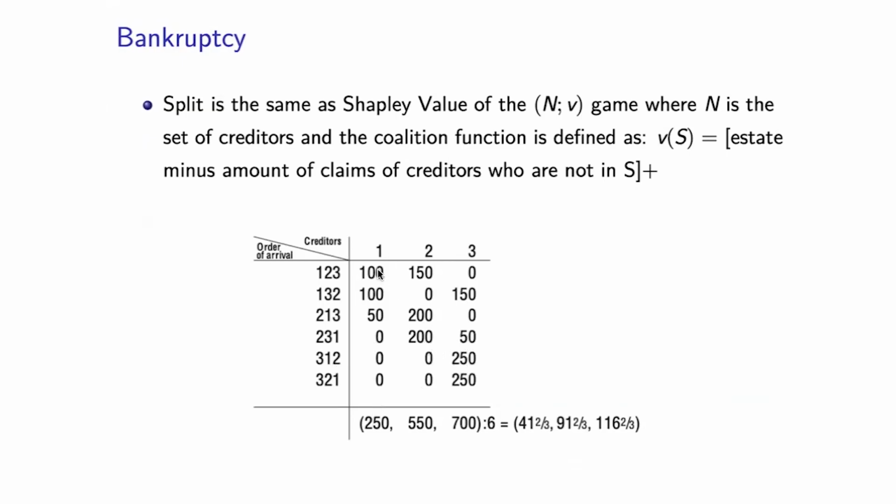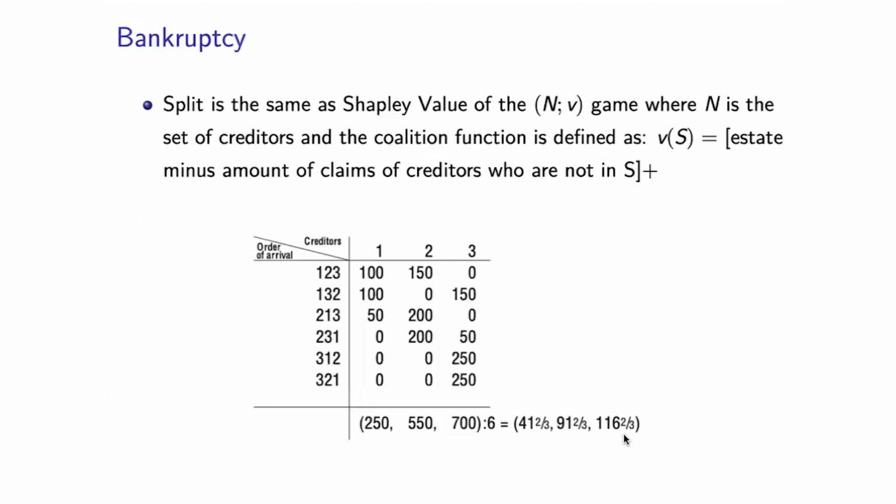Now you can add this up. So you have got 250 here, 550 here, and 700, and you have got 6 possible cases. So you should divide throughout by 6, and you end up getting this answer, right? So this should remind you of the way in which we calculated the Shapley value. And in fact, if you actually do the calculations, you can show that this is the same as the Shapley value of the game (N, v), where N is the set of creditors.